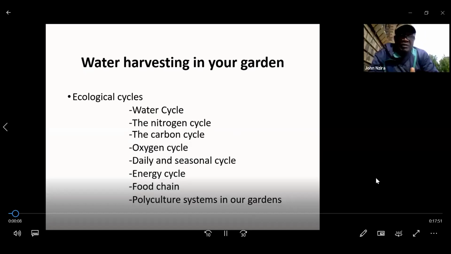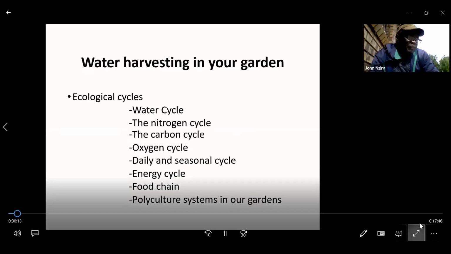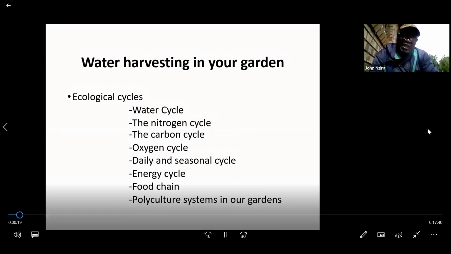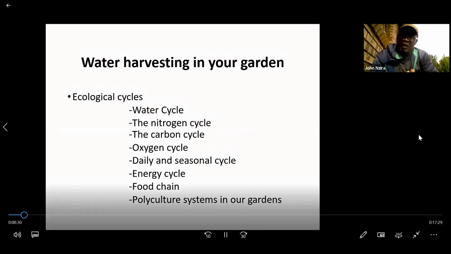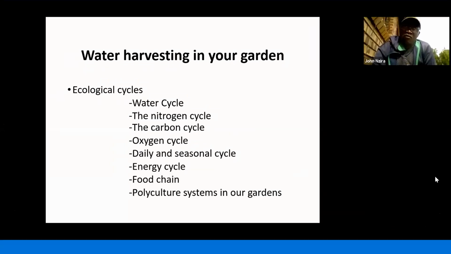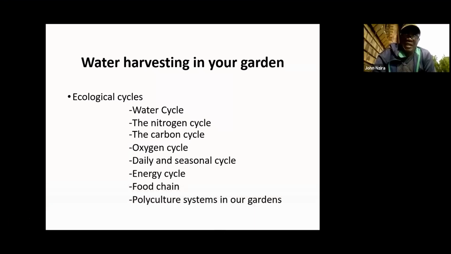Today we are going to talk about water harvesting in our gardens. It is more about collecting water or taking water into the project or managing water in our small gardens in the township or even in the rural area. But the whole idea is about water conservation, harvesting water, and taking care of water so that we don't waste water. As we all know, water is a crisis in Africa.